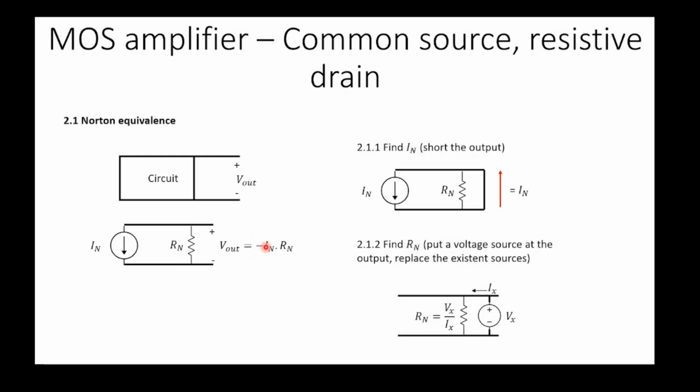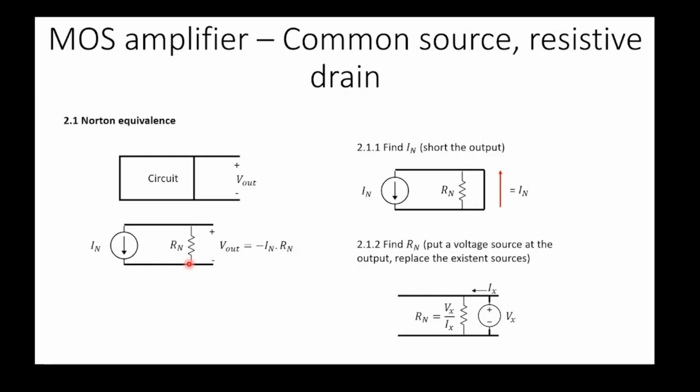Why do we have the minus sign here? If you follow the direction of the current, you can see that the current is flowing through in this direction. It means that the current going through the resistor is from the lower voltage point, because I denoted it by the minus sign, to the higher voltage point. So the voltage drop on the resistor is IN times RN, but it's not the V out yet.